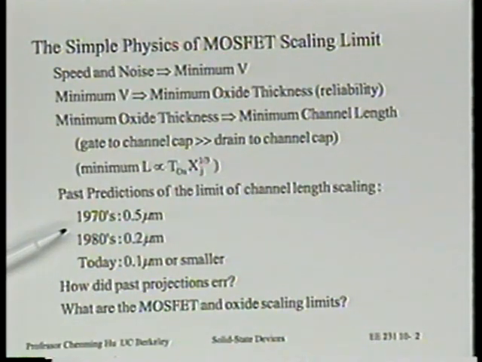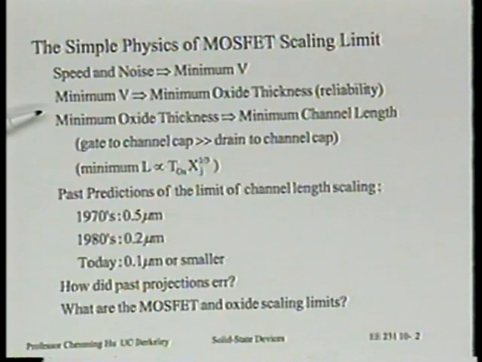So the question is then, how did these past projections err? How come people didn't know how to answer this question? I made it sound like a fairly straightforward question. You should be able to answer this question in 2 minutes. How come? Well, it turns out the hardest part of this 3-step process is the second step.